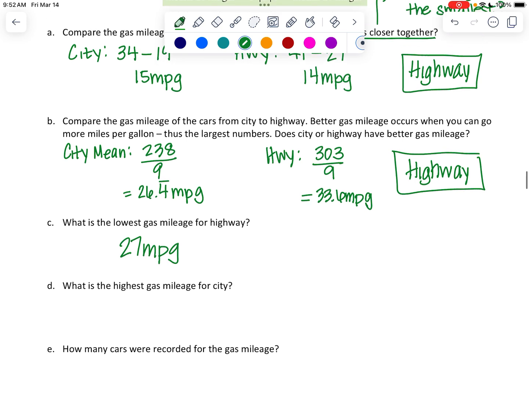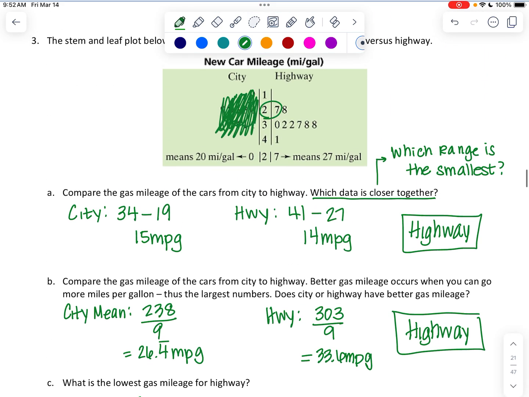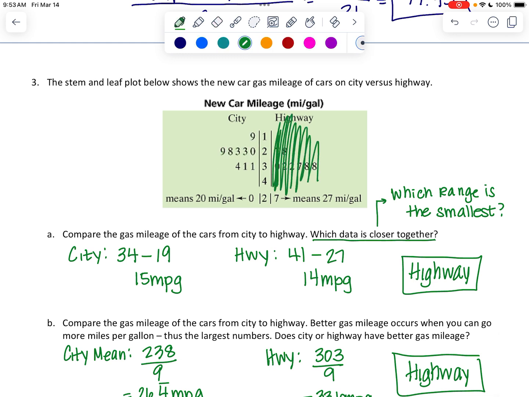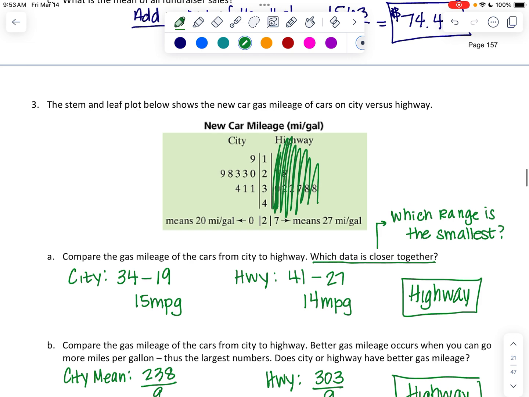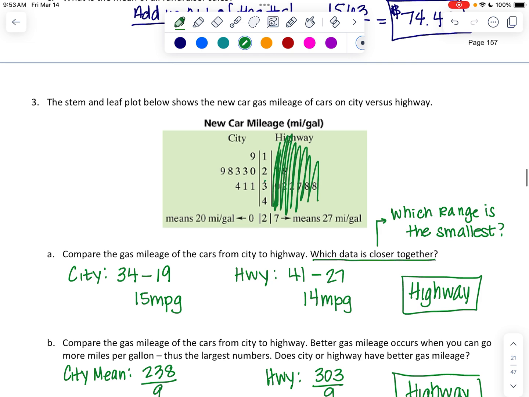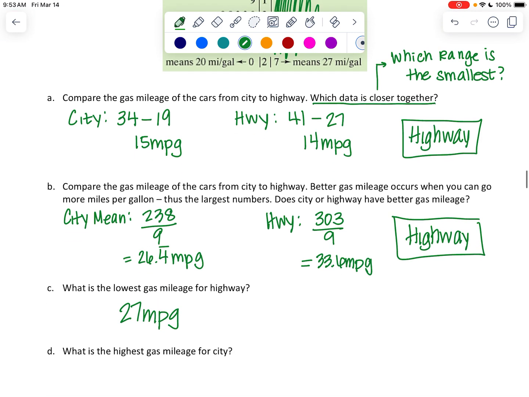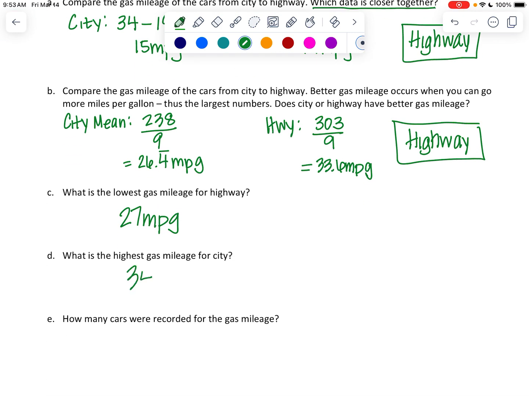Okay. The next question says, what is the highest gas mileage for the city? So I'm flipping over to the city side of this. I am ignoring the highway. What is the highest gas mileage for the city? Well, that's going to be a 34. Stem of 3, leaf of 4. That's going to be a 34. So 34 miles per gallon.